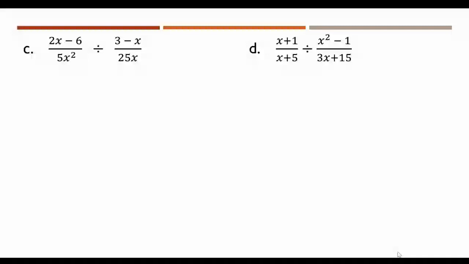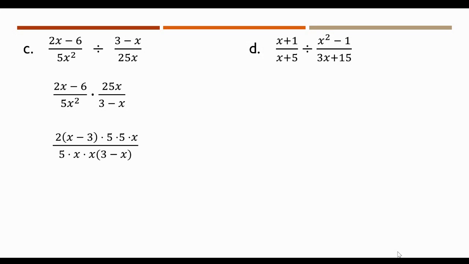So in this first example, we're going to keep the first fraction exactly like it is, switch the division to multiplication, and flip our second fraction. Okay, so notice the 25x is now on top. Now we need to treat this just like a multiplication problem, so we're going to factor each piece here. This first numerator factors into the 2 times the x minus 3. 25 is 5 and 5 and x. 5x squared is 5x and x. And the 3 minus x can't be factored, so we just write it as a quantity.